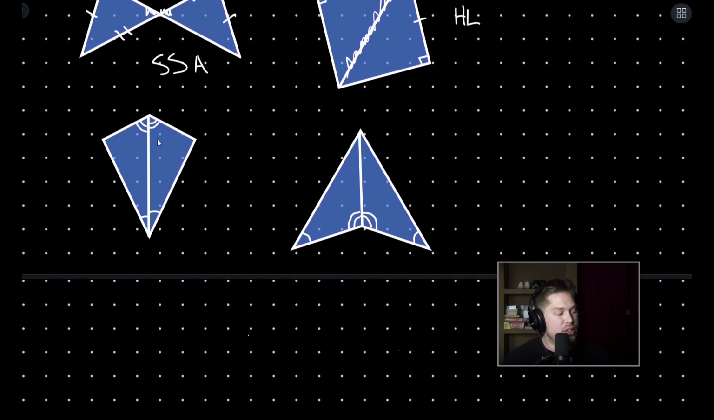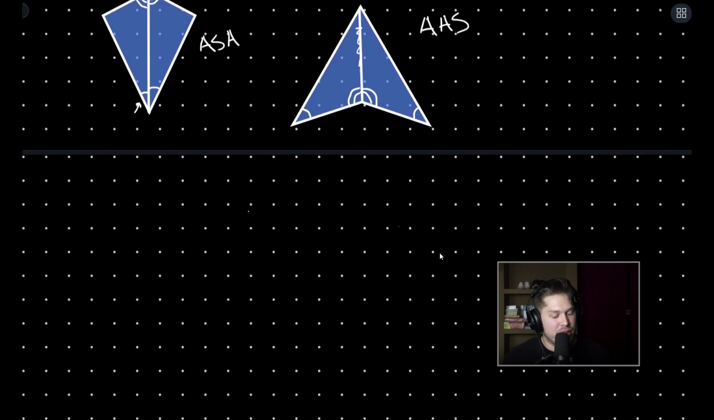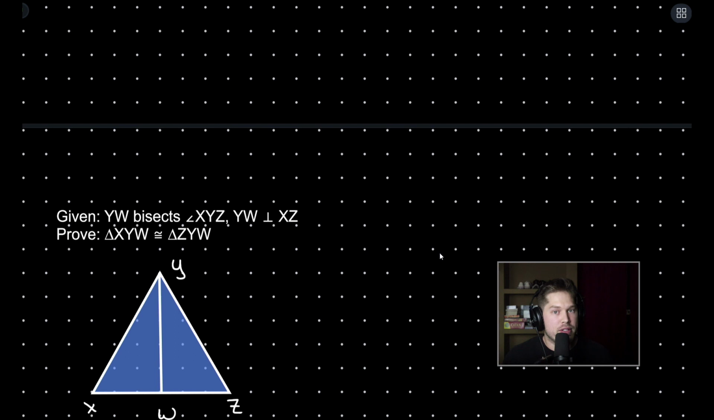Okay, let's check out these two. So here, again, the middle line is shared. We have an angle, a side, and an angle. So by angle, side, angle, these two triangles are congruent. And lastly, here again we have a shared side. And so by angle, angle, side, these triangles are congruent. Excellent work. So as we go forward, let us get to some proofs.